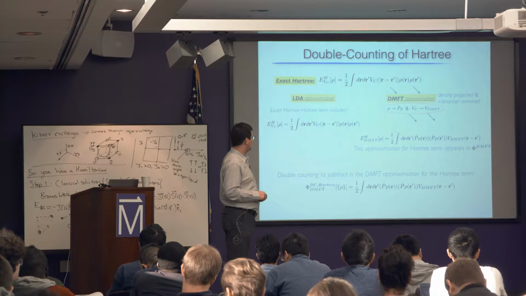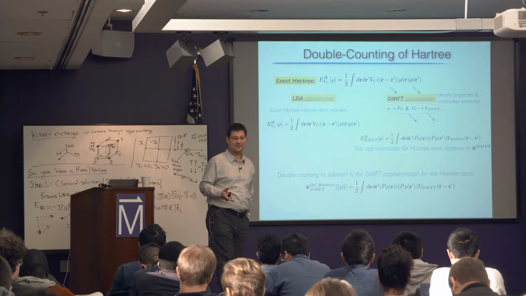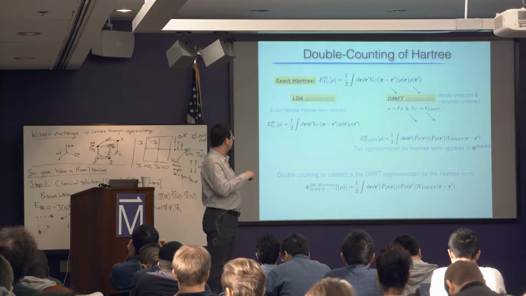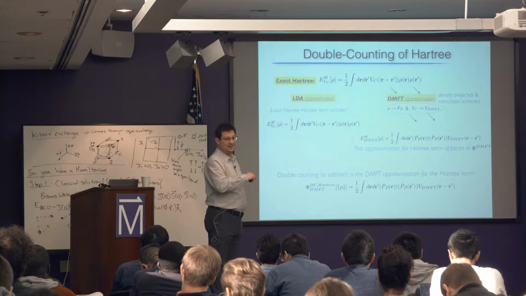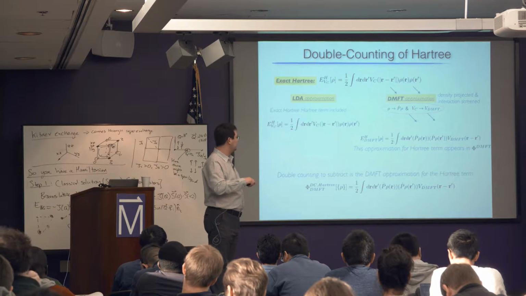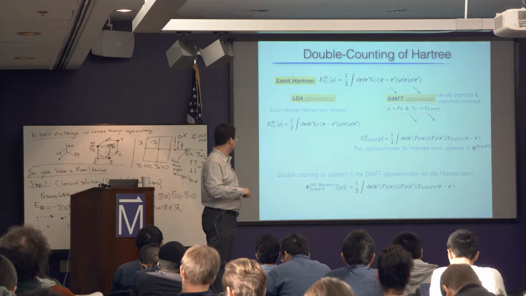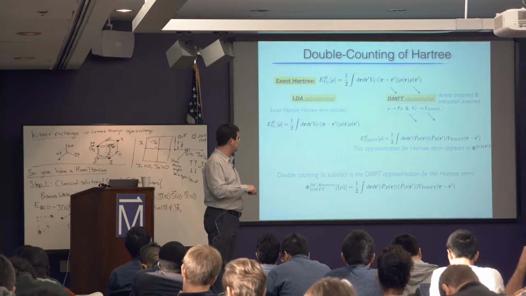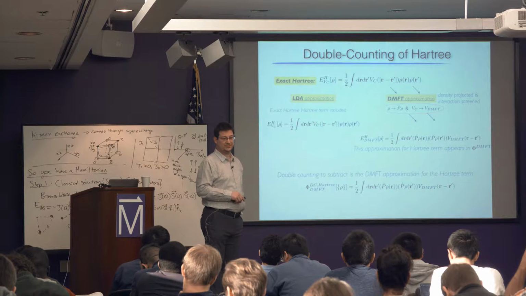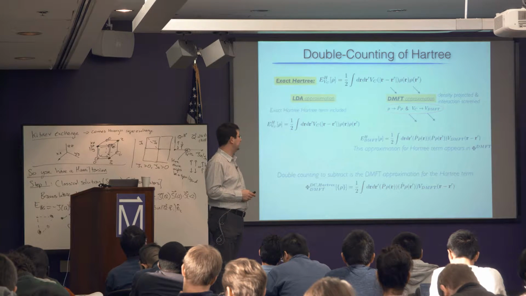And now, what is the double counting then? Well, the exact Hartree was already taken care of in this DFT part, and we need to subtract then the DMFT approximation for the Hartree, isn't it? So we need to take the exact Hartree functional and do the DMFT approximation on it, okay? Because LDA doesn't make an approximation on it.